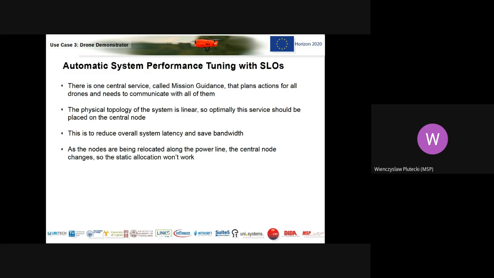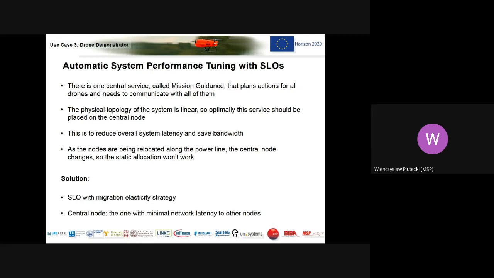And since the topology changes all the time, we cannot define the central node statically. So we need some mechanism that will do it automatically. And the solution is that we can have a service level objective with migration elasticity strategy that tells the orchestrator to place the mission guidance instance on a central node. And we define the central node as the node with minimal network latency to other nodes.